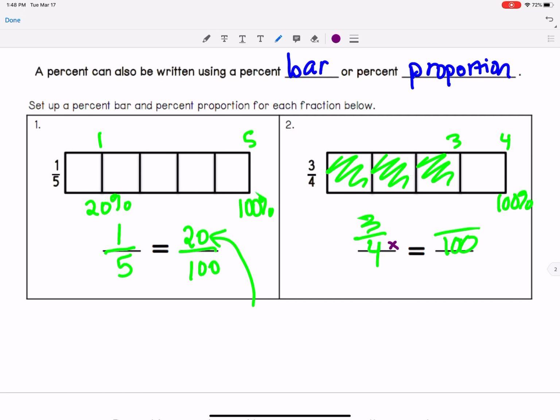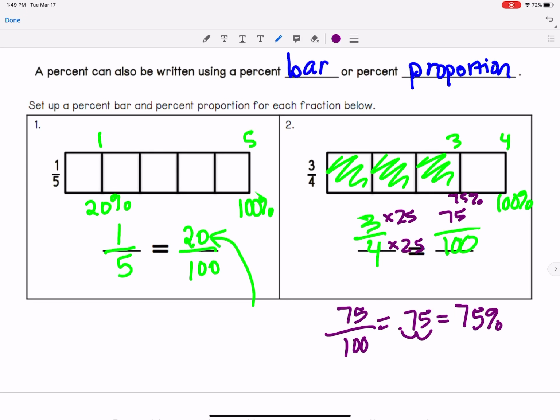If I multiply by, well, how can we figure that out? We could do 100 divided by 4, and that would give us 25. So I know that if I did 4 times 25 gives me 100, I have to do the same thing to the top. 3 times 25 gives me 75. So my answer is 75. So this one would be 75%. Because 75 over 100 is the same thing as 0.75. And you could also convert that to a percentage by moving the decimal 2 places to the right, which gives you 75%.